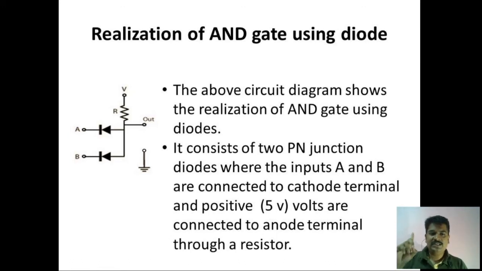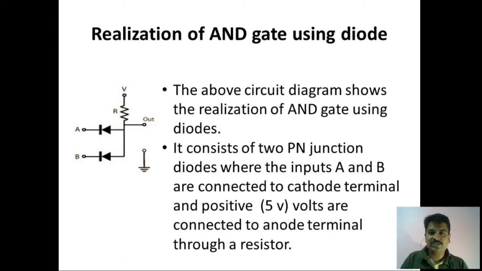The first combination is 0, 0. If both A is 0 and B is 0, look at the P type. P type is connected to the plus 5 volts here for both the diodes. P type is connected to the plus and the N type is connected to 0, which means a negative state. Here also N type is connected to the negative state. That means both the diodes are under forward bias. For the 0, 0 case, both the diodes are under forward bias, which means both the diodes conduct.